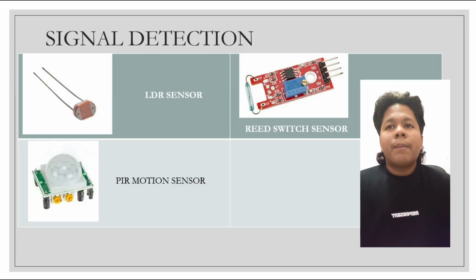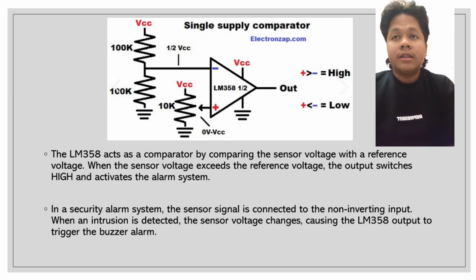Last one is a PIR or passive infrared sensor. It detects heat emitted by the human body and is widely used for motion detection. This sensor provides the input signal that is processed by the OP-AMP comparator. Next slide is the LM358 comparator.